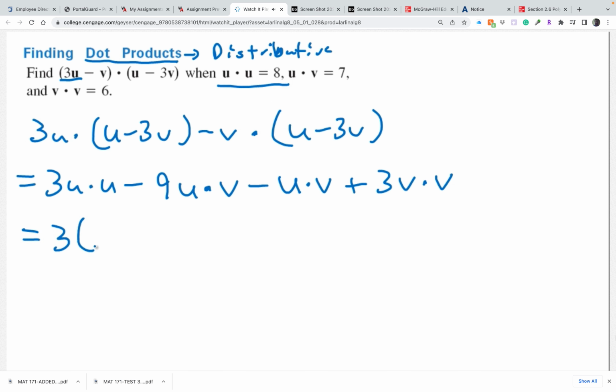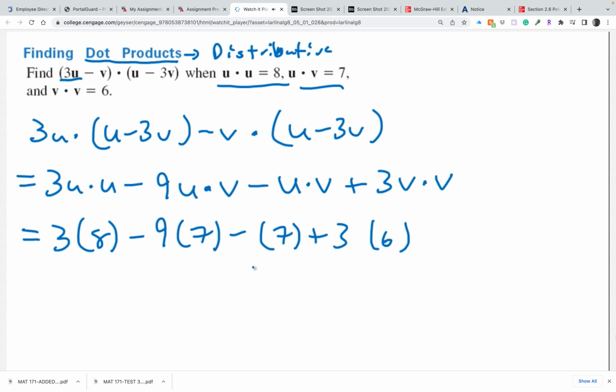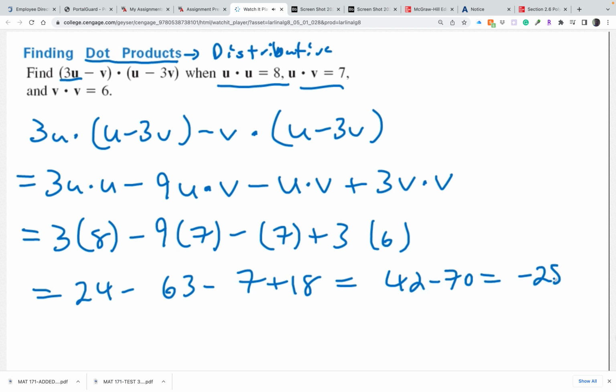And we can see that we were told that u dotted with u is equal to 8. So we'll get 3 times 8 minus 9 times u dotted with v, that's given as 7, minus u dotted with v, once again, is 7, plus 3 times v dotted with v, which is 6. And so this will give us 24 minus 63 minus 7 plus 18. And so that will give us 42 minus 70, or negative 28.